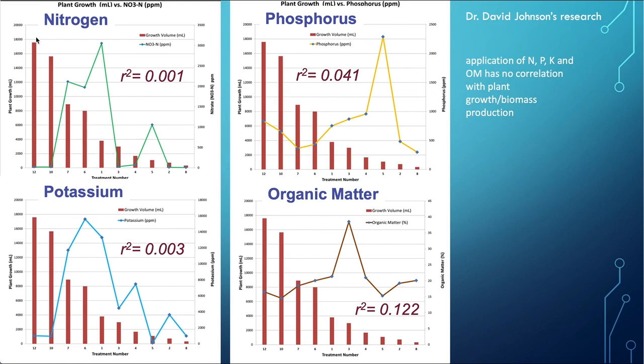In fact, plant biomass is highest when the soil nitrogen is at its lowest. There's completely no correlation between these two graphs. And the same with phosphorus, no correlation of growth of plant biomass versus a concentration of soil phosphorus, and the same with potassium, and even the same with organic matter.